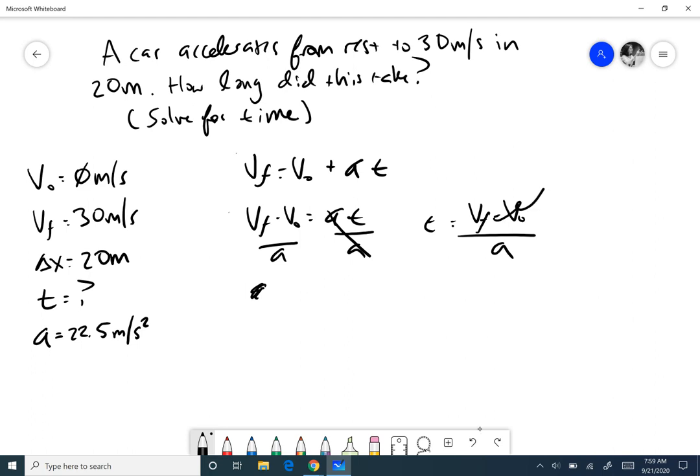So we can plug in our values. Time is equal to that 30 meters per second, our velocity final, divided by our acceleration, which is 22.5 meters per second squared. So we go to the calculator. I do 30 divided by 22.5. And that's going to give me 1.33 repeating seconds. Pretty fast. Okay, cool. That's where we're going to leave off.